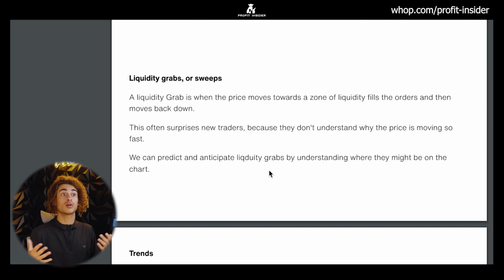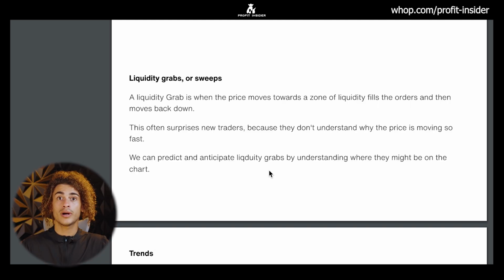Now let's talk a little bit about liquidity grabs or sweeps. A liquidity grab is very simple. A liquidity grab is when price moves up towards an area of liquidity and then moves back down, or it could move down and then move back up. But the main point is that it comes into an area of liquidity and then moves back down or up in the direction that it was. Let's look at a quick example.